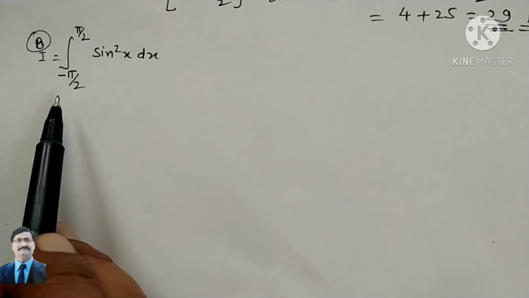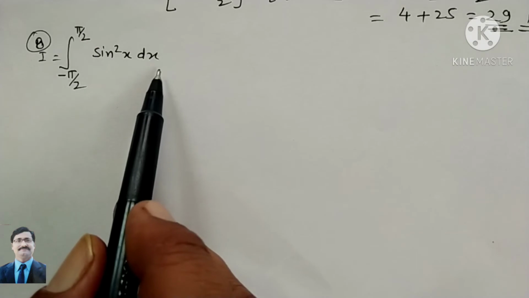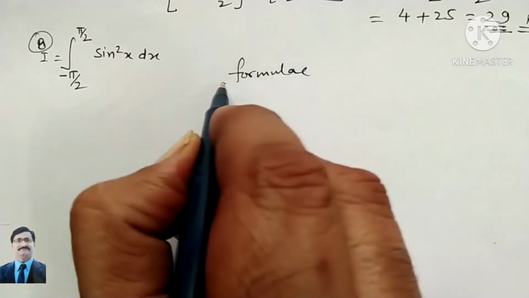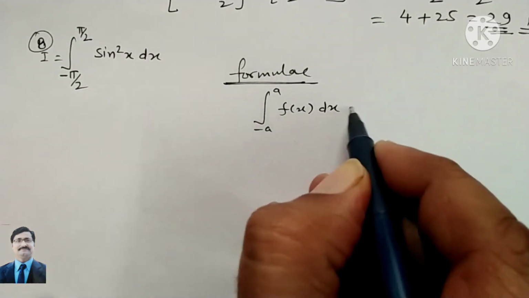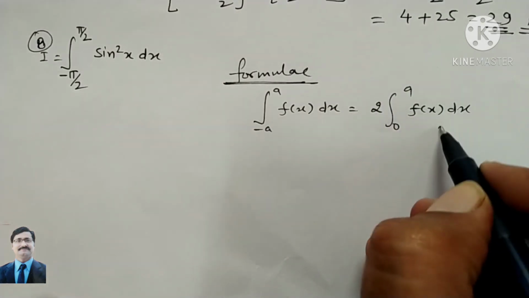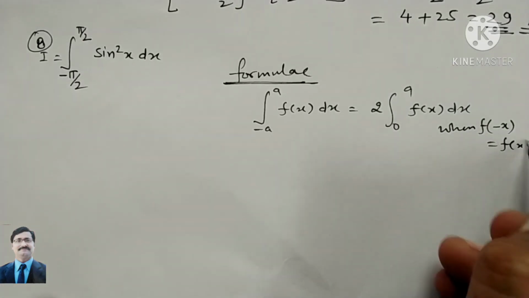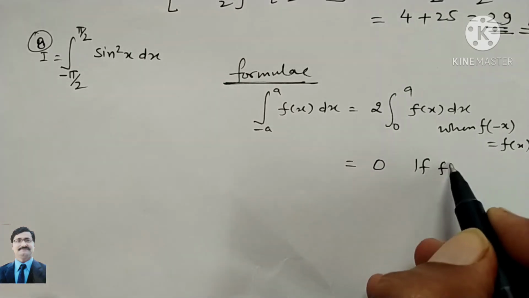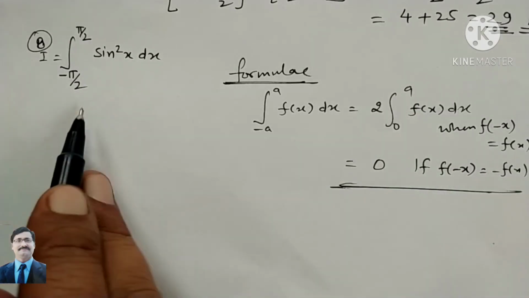Look here, we will do one question: integral from minus pi by 2 to pi by 2 of sine square x. Look here, we have the formula. You can check the formula again: integral from minus a to a of f(x) dx we can write as double of integral from 0 to a of f(x) dx, when writing minus x in place of x gives f(x) only, and this will be 0 if f(minus x) equals minus f(x). So this formula we will use here.